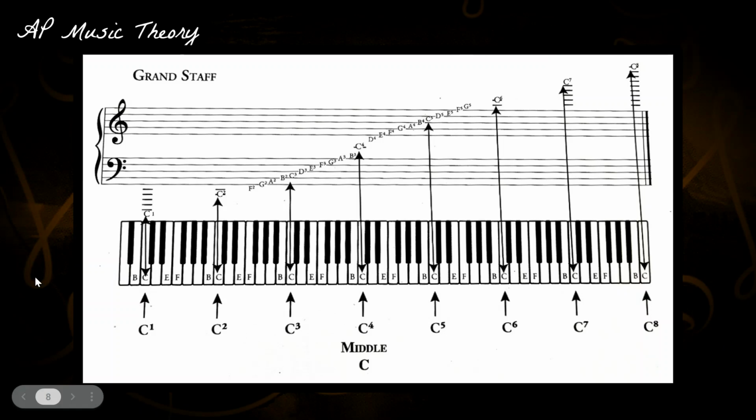Ledger lines. When you are reading one staff only, the notes that are above or below the staff require the use of ledger lines. These small lines extend the staff while keeping the lines 5 and 4 still intact.